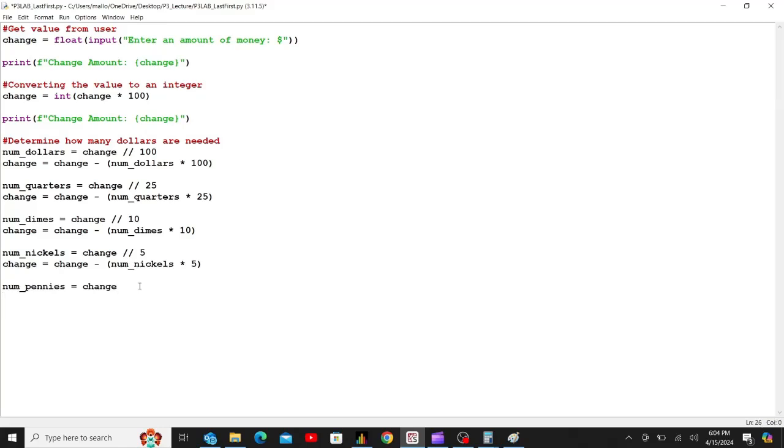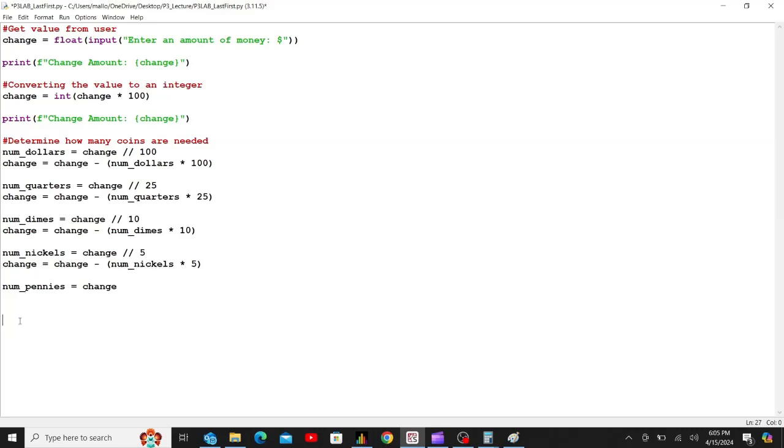So that's the main logic for determining how many of each coin are needed, all right? And I know we say dollars, but dollars can be coins as well, right? So I'm going to change my comment here to just say determine how many coins are needed, because we're going to do the same steps for all of the coins that we have. All right. So now at this point, each one of these variables, num dollars, num quarters, num dimes, num nickels, and num pennies, they all have values associated with them at this point.